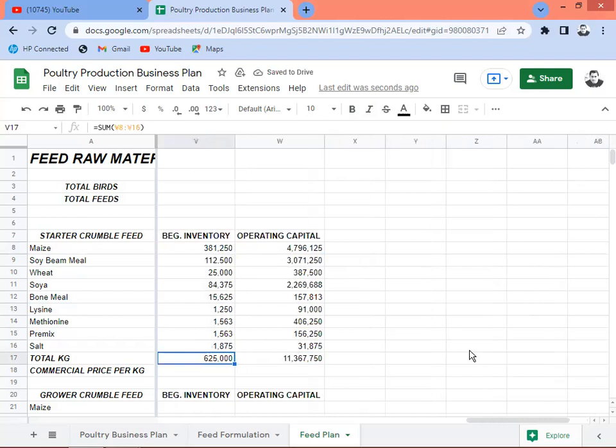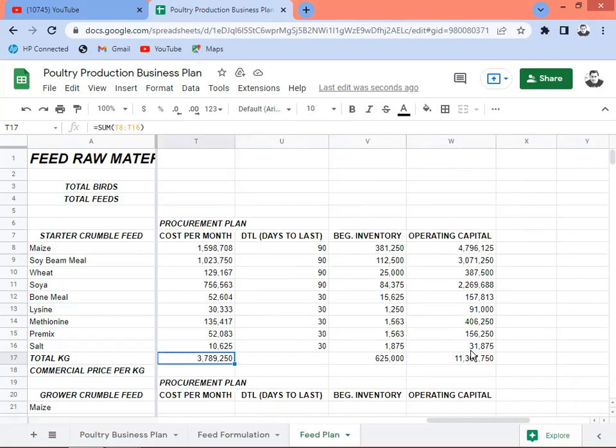So for the starter crumble feed, we need 11,367,750 to procure the materials for the first quarter. And then we need the same money unless the prices go up. If the price is still the same, with no increase or reduction, then we're going to plan the same amount of money, which is 11 million point 367, just for the starter feeds. So this is what we need right now.